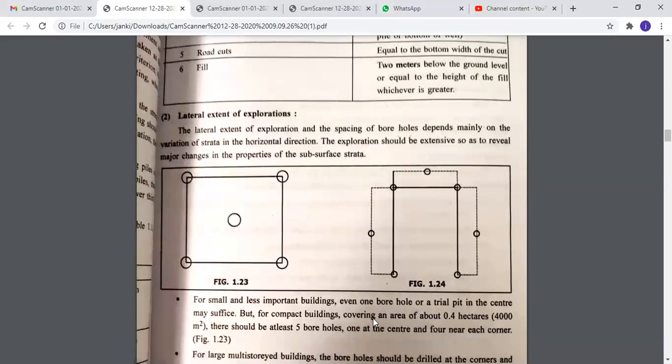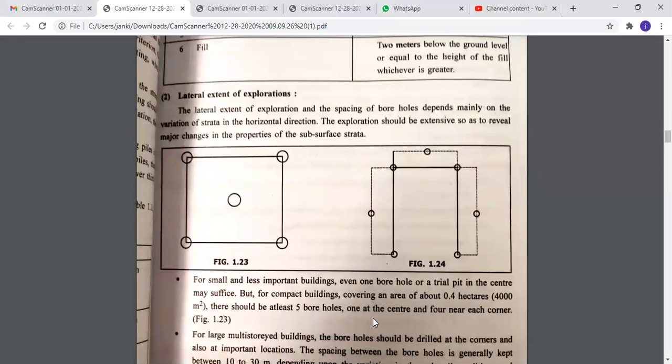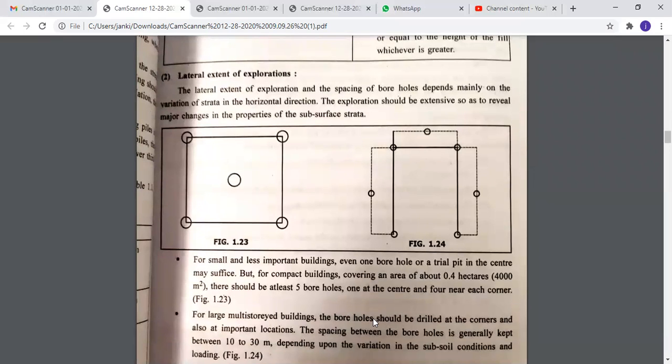The second point is lateral extent of exploration. Lateral means horizontal, right? So the lateral extent of exploration and the spacing of boreholes mainly depend on the variation of strata in the horizontal direction. The exploration should be extensive so as to reveal the major changes in the properties of the subsurface strata.